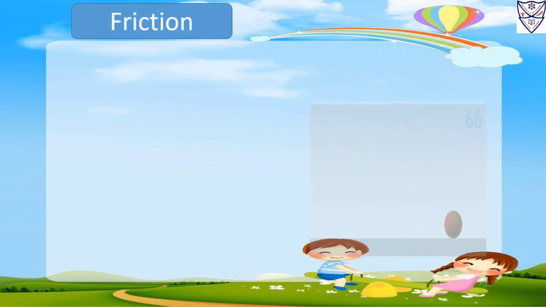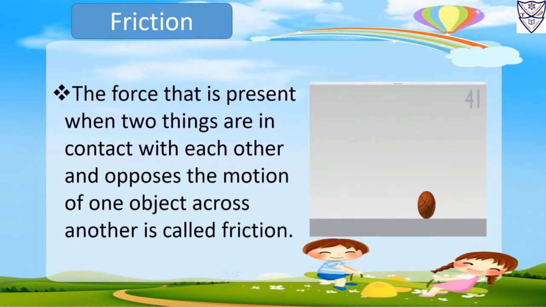Friction. The force that is present when two things are in contact with each other and opposes the motion of one object across another is called friction. If we push a scale or any object on the table, it stops after moving some time or a long distance. It is because of the force present between two surfaces, table and object, called friction. This force resists the motion of the object and either slows it down or stops it.